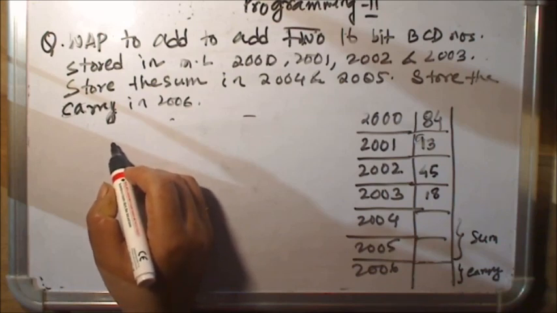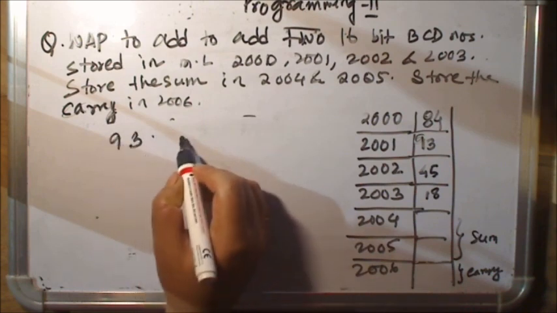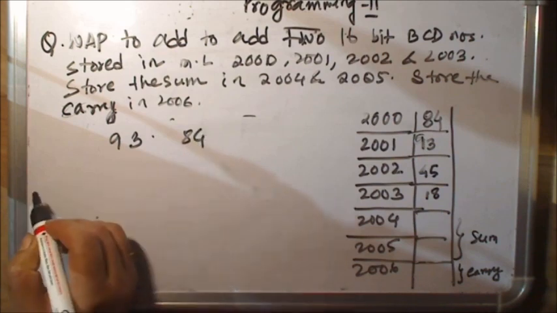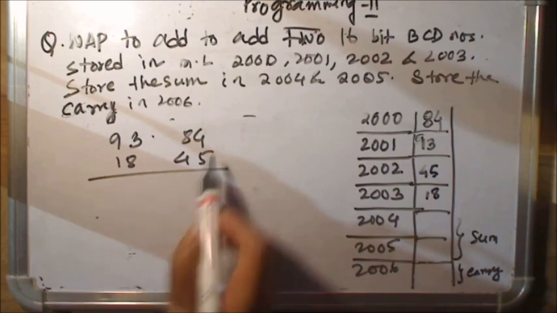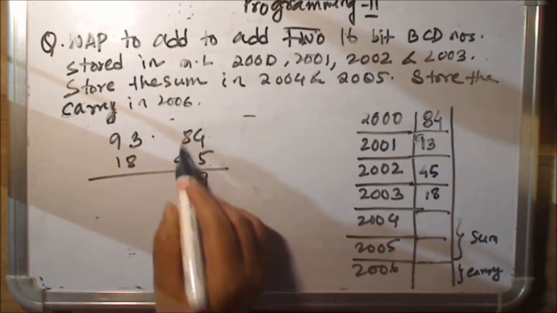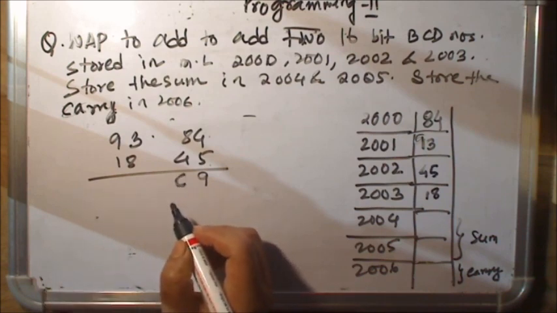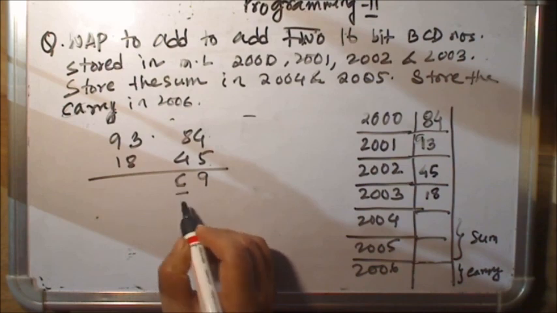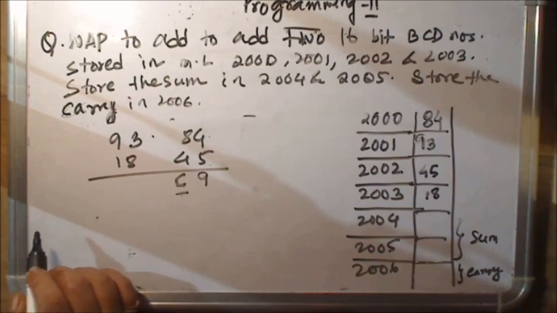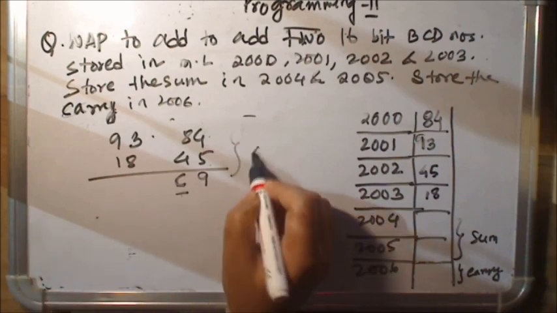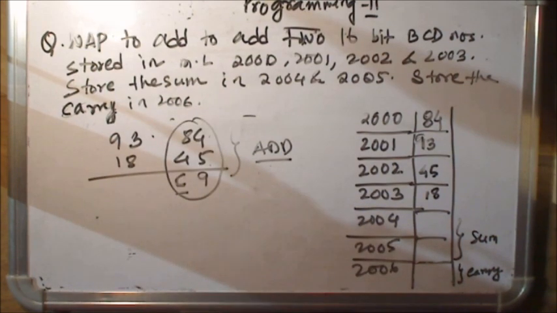Okay, so what will it do? It will add the numbers 9384 and 1845. Okay, so 4 plus 5 is 9, 8 plus 4 is 12, that means C, the hexadecimal form of 12 is C. Okay, so this was your lower byte addition which you did using the add instruction.